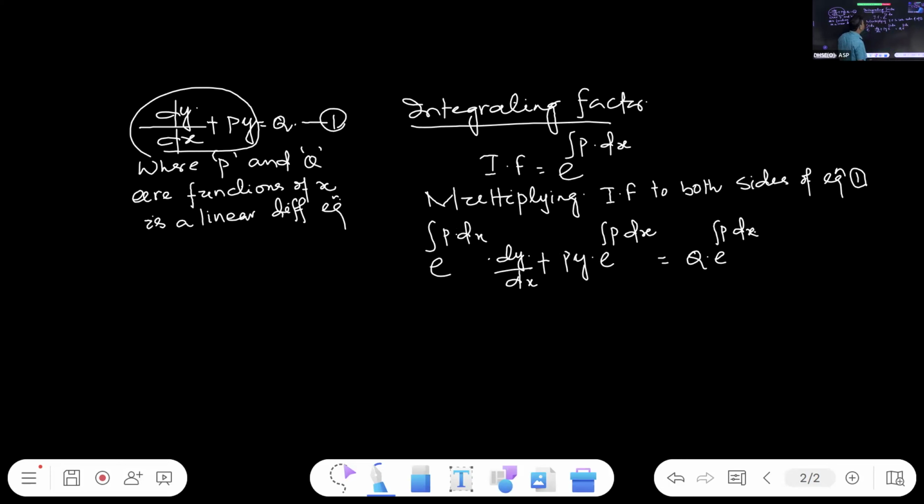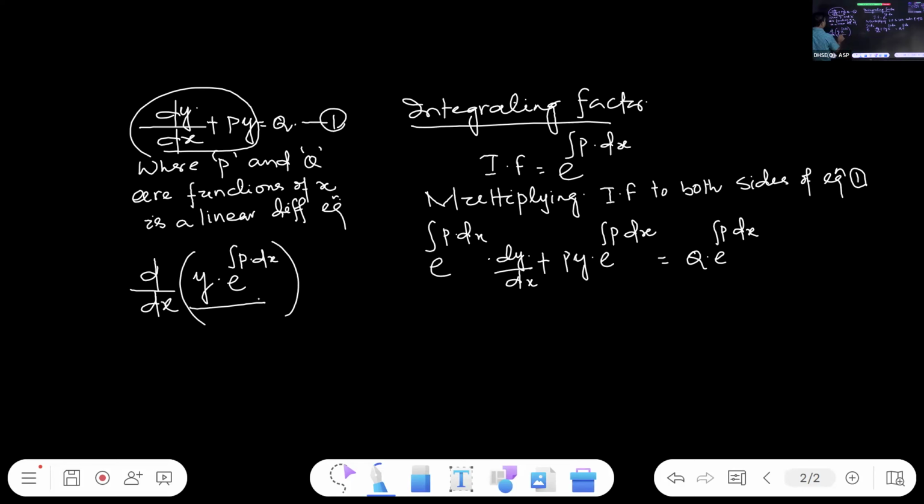Okay, now just remember it. When you multiply integrating factor to both sides of the linear differential equation, the left-hand side of the equation will be the total derivative of product of dependent variable and its integrating factor. So left-hand side will be derivative of product of dependent variable, that is y, into e power integral p dx. Now check it. Differentiate this function and check whether it is equal to left-hand side of the equation or not.